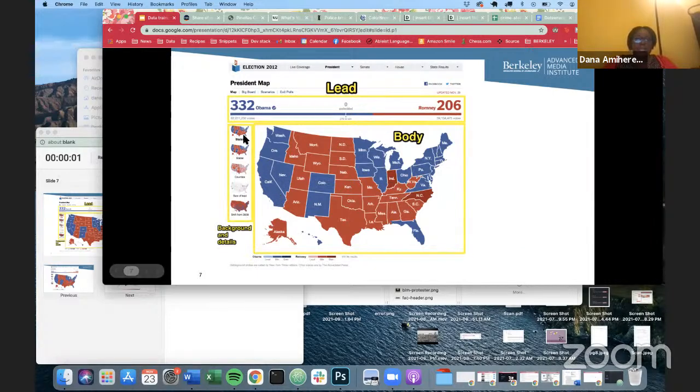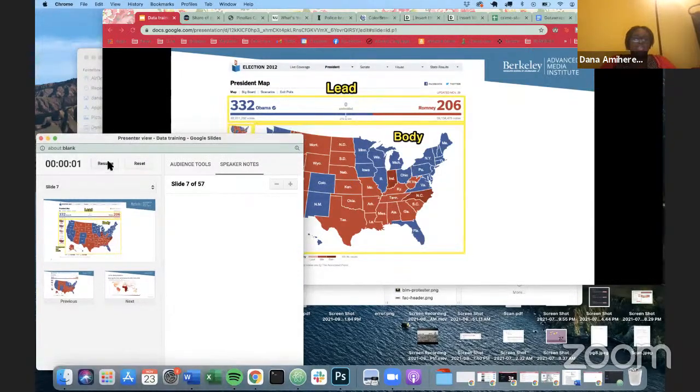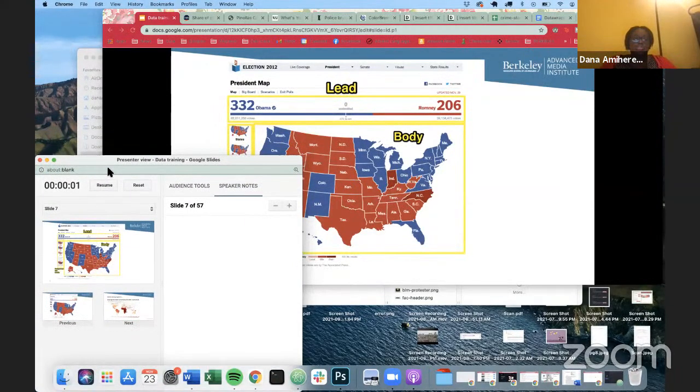And then the background and details is these smaller little maps that we've got over here. So if you click on these, you get this contextual information, like if you wanted to see other breakdowns of the election. If you wanted to look by county, or you wanted to see what the change was from 2008 to 2012, all of that can enhance your understanding of what happened in the present.